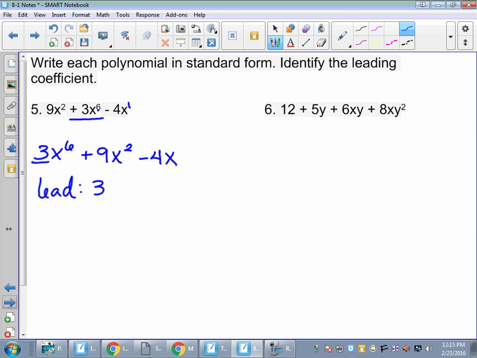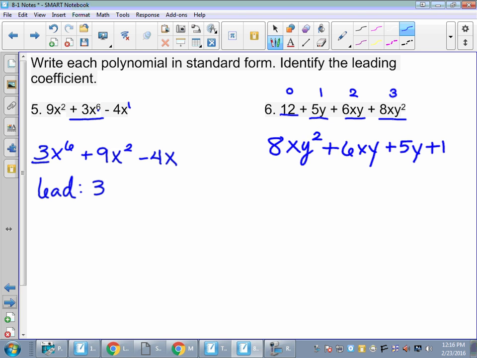And number 6, I've got a constant. This has degree 0. I've got y, which is 1, xy, which is 2, and xy squared, which is 3. So that first term is going to be 8xy squared plus 6xy plus 5y plus 12. Everything was positive. I just make sure the sign follows it. And so my lead coefficient here is 8.